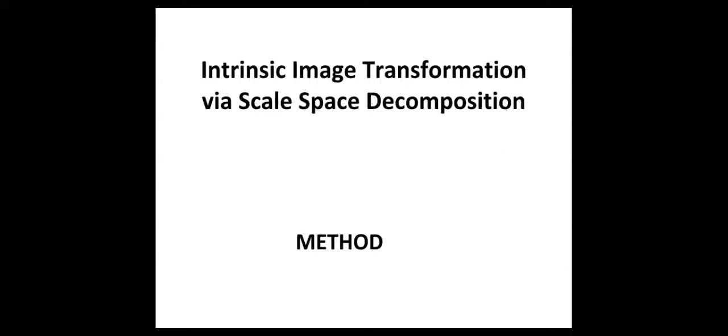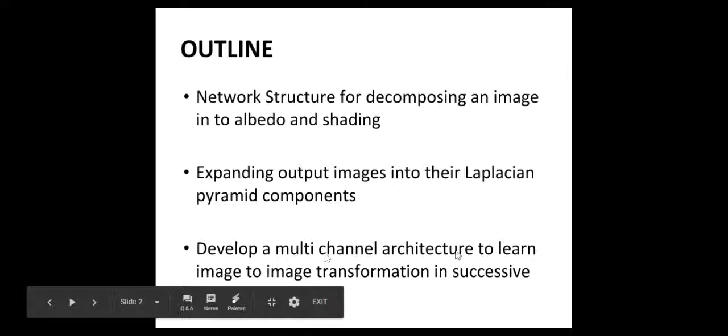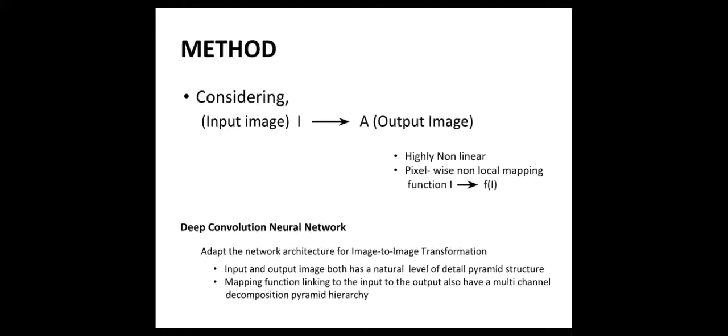Hello everyone. We are now going to look at the proposed method for this intrinsic image transformation. So first let us see the outline of the method. Here first we are going to create a network structure for decomposing an image into albedo and shading, and then expand our output images into their Laplacian pyramid components, and then develop a multi-channel architecture to learn image-to-image transformation in successive frequency bands.